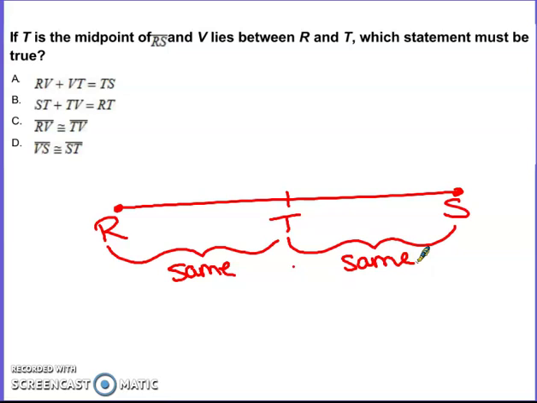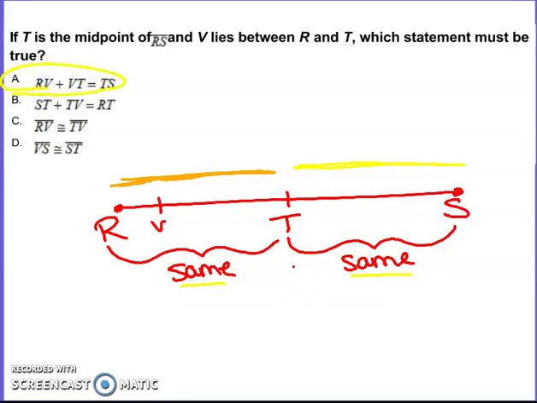Now, if I keep reading, it tells me V lies between R and T. It says between. It does not say it's the midpoint. So, I'm going to put it right there. So now we can look at our pieces. We have RV plus VT. So if I do RV and VT, we're adding them together. Is that the same as TS? Well, I know based on the midpoint that both halves are the same. So in this case, letter A is our correct answer.